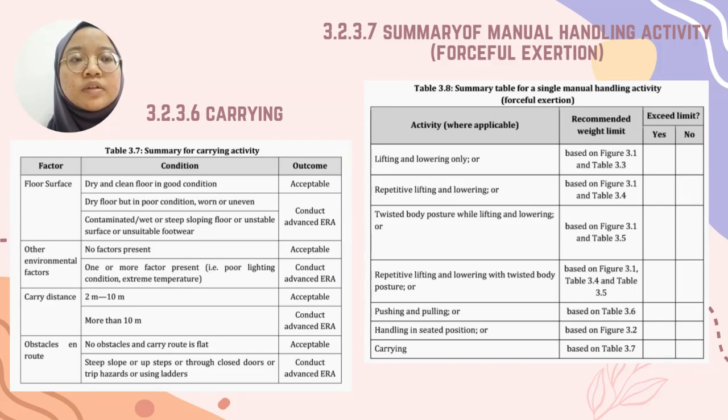The second factor would be environmental factors. If there is no factor present, we consider it as acceptable. But if there are factors such as poor lighting, we need to conduct advanced ERA. The third factor would be carry distance. If the carry distance is between 2 to 10 meters, it is considered acceptable.